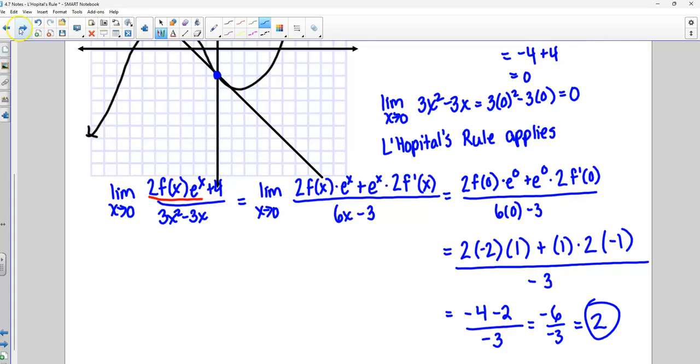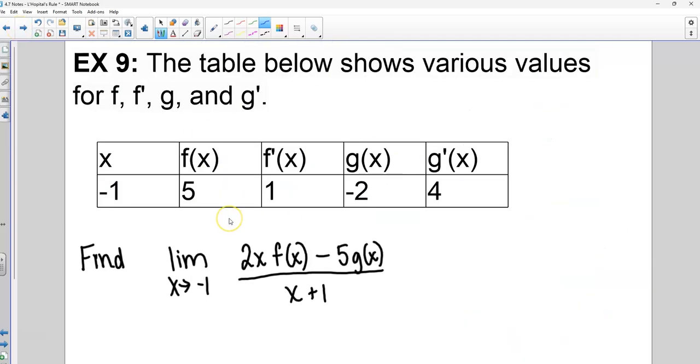The last one there is also another way for them to force you into using L'Hopital's rule. If we plug in x equals negative 1 right here, we get 2 times negative 1. F of negative 1 is 5. So that's going to be negative 10. Here, this is going to give us positive 10. We'll get 0 over 0. You should, on an FRQ, show that that happens. But since we are about to run out of time, I'm not going to write all that down. So I'm going to go straight to L'Hopital's rule here.